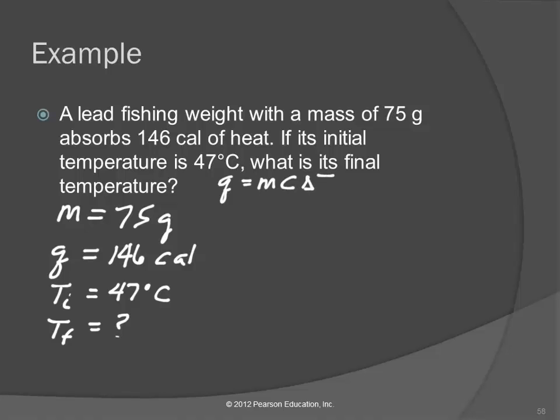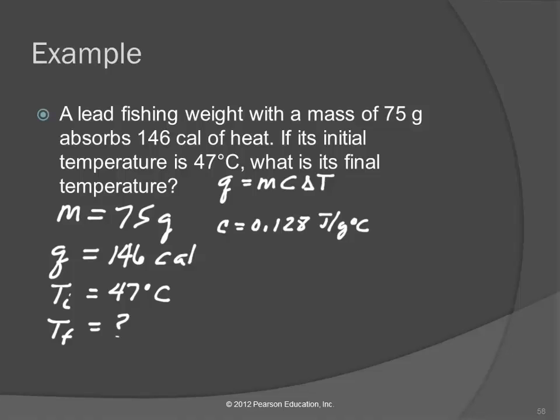So we need to look up the heat capacity of lead. We need C. We need the heat capacity of lead. Can somebody look that up for me? Lead is 0.128. C equals 0.128, and the units on that? Joules per gram degrees Celsius, right? Okay.